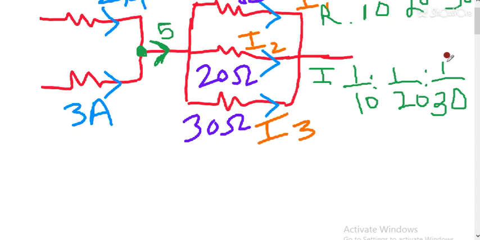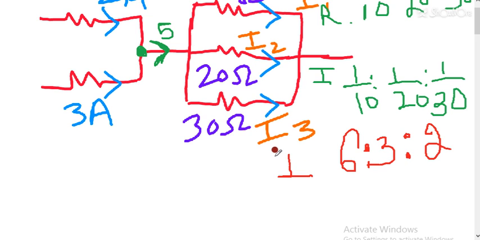With which value can I multiply it? I can multiply it with 60. After multiplying with 60, I got the ratio, that is 6. So now I got the current ratio, it will be 6, 3 and 2: 60 by 10 is 6, 60 by 20 is 3 and 60 by 30 is 2. So this is my current ratio.